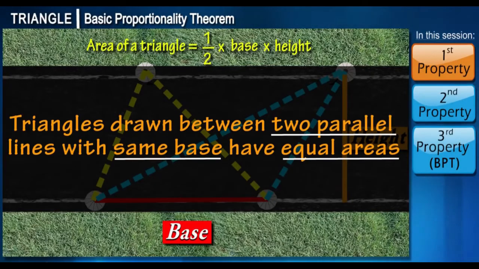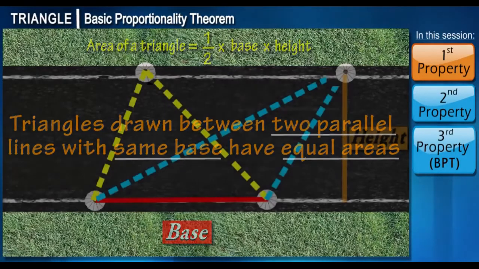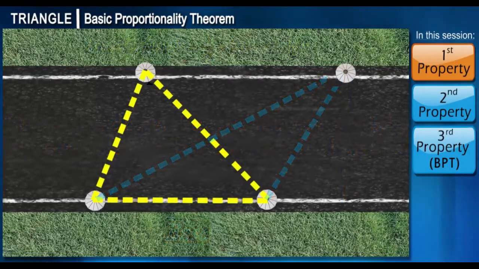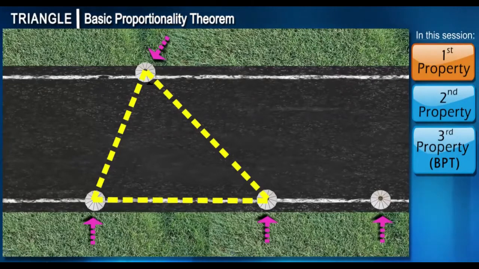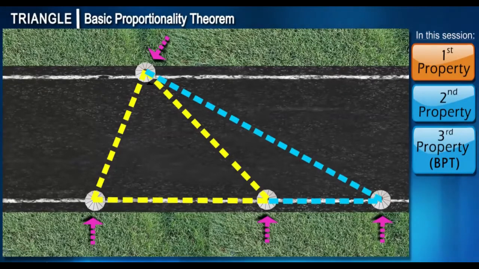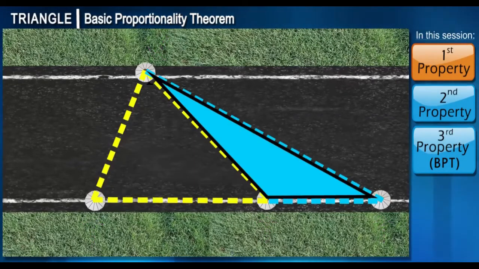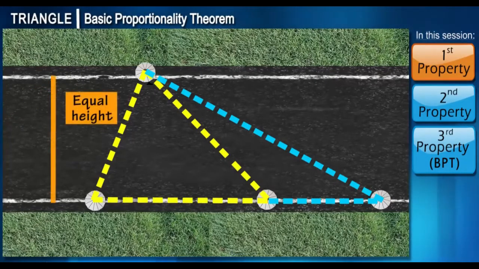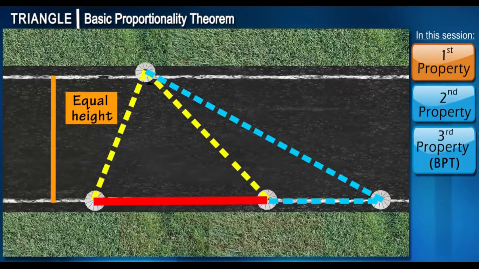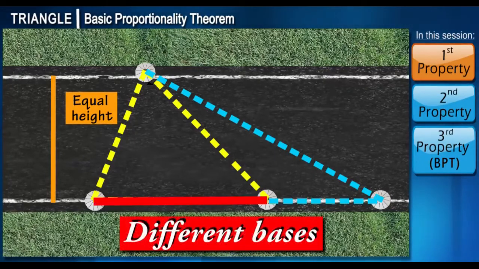Now consider a single light pole on one side and three light poles on another side of the road. Again we draw two triangles by joining this line. Now can you tell me what is common in these triangles in terms of base and height in both triangles? Yes, height will be common, but the base is not common. The bases of both the triangles are different.